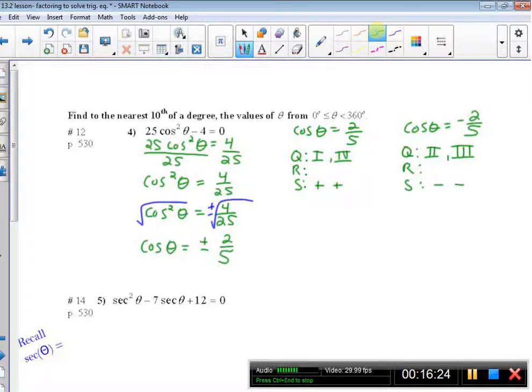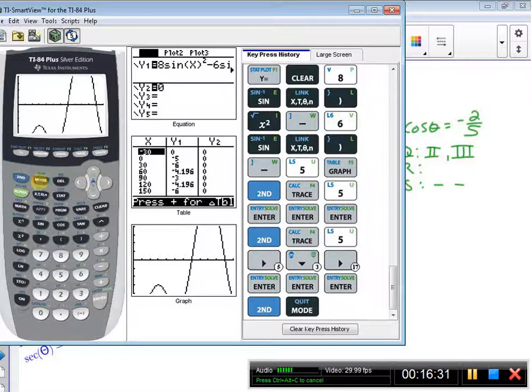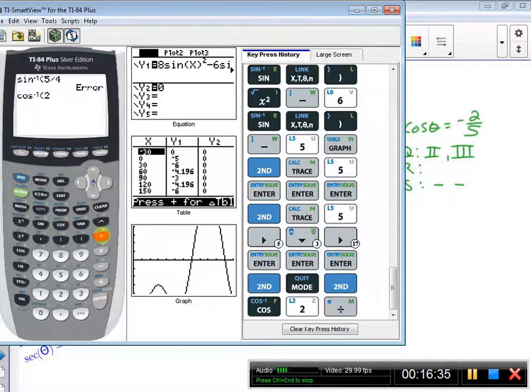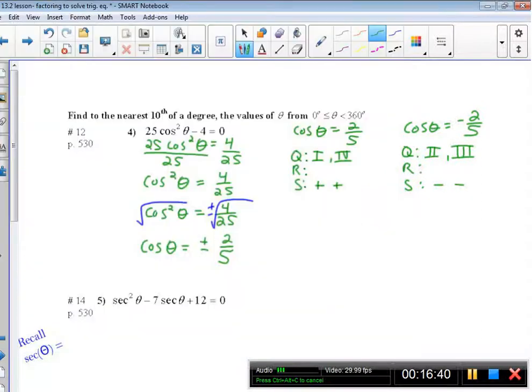So to find that reference angle, I'm going to go back and do second cosine 2 over 5, keeping it positive. So second cosine 2 over 5. So 66.42 for both. Okay, the negative just is talking to us about the quadrant we're in. So to the nearest tenth of a degree, the measure of angle theta would be 66.4 degrees.